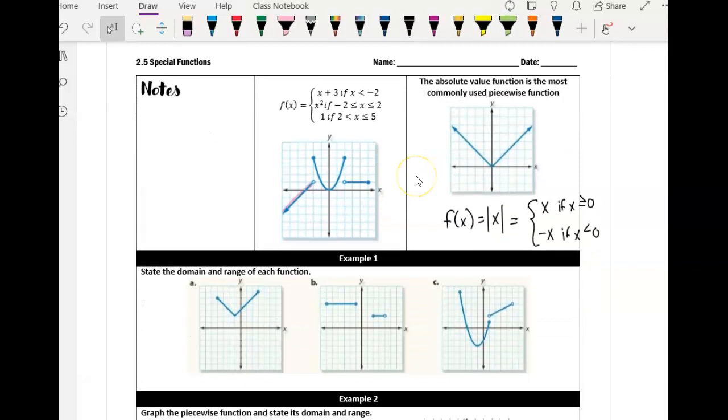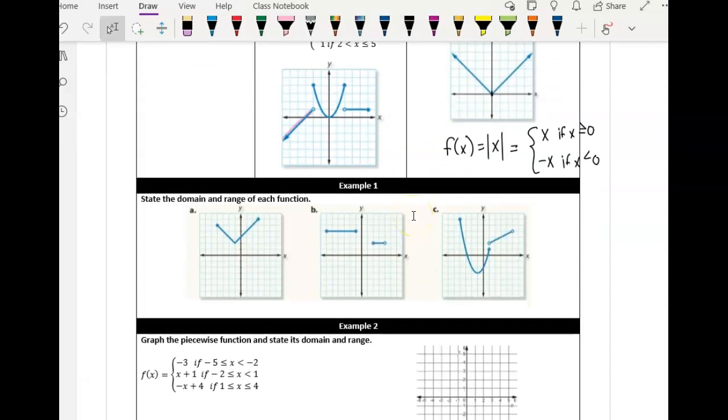So again, this is the same as a linear equation of 1x plus 0, right? The y-intercept is 0. The slope is a positive 1. Whereas here, we have y equals -1x, which is a -1 slope, and our y-intercept is 0. So that's where that idea of piecewise is coming from, but we just have another way of writing that, which is the absolute value function.